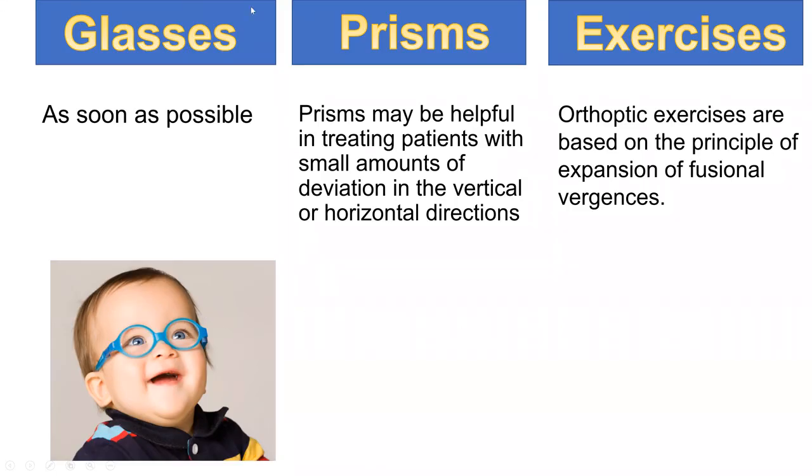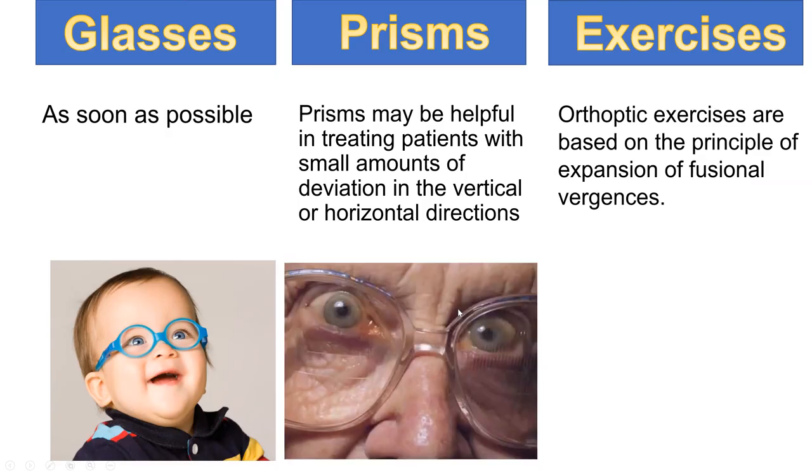Another method for correction of the strabismus will be the prisms. So when should we prescribe prisms? We mentioned in the strabismus lecture that prisms can be useful in treatment of paralytic strabismus and the restrictive strabismus.